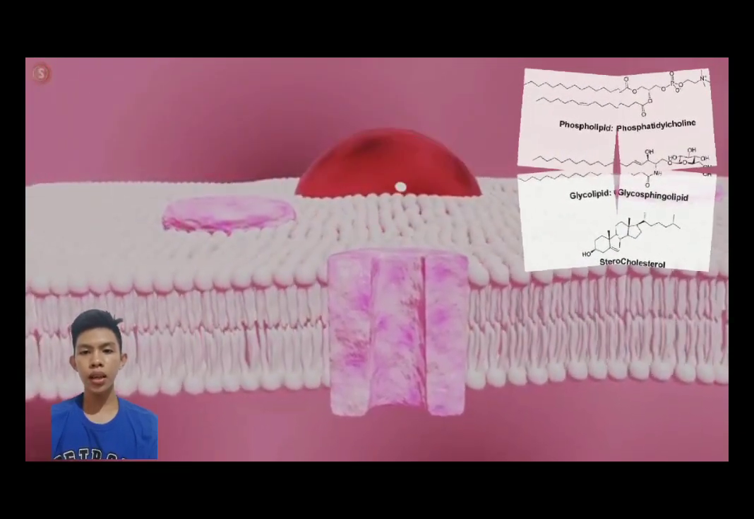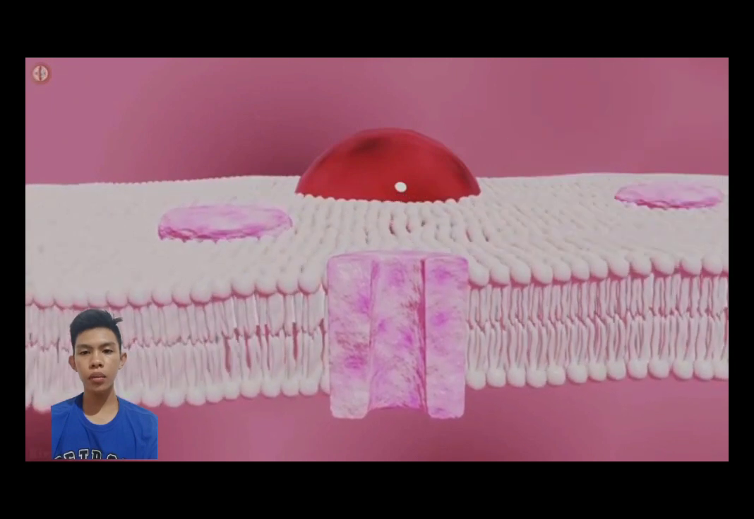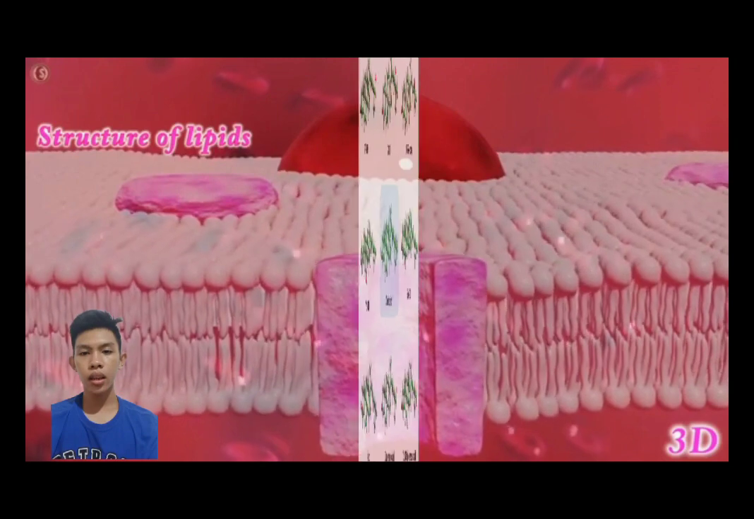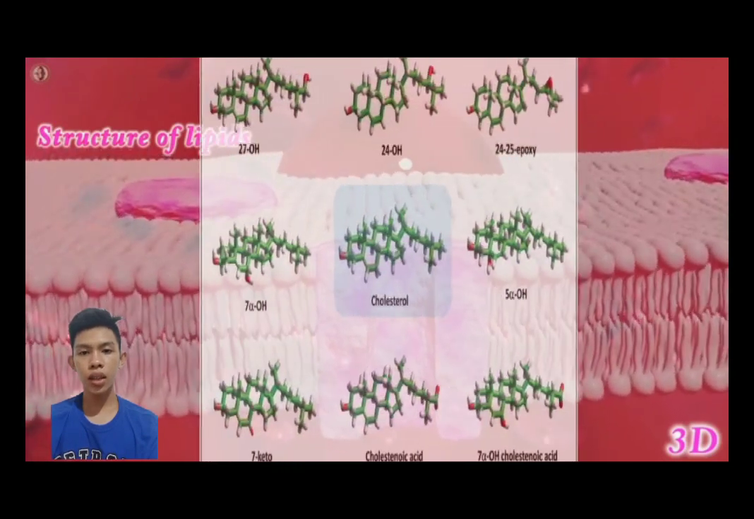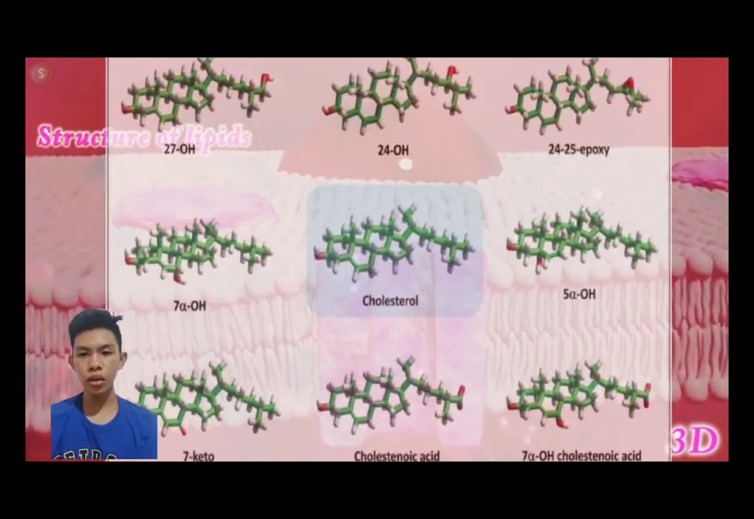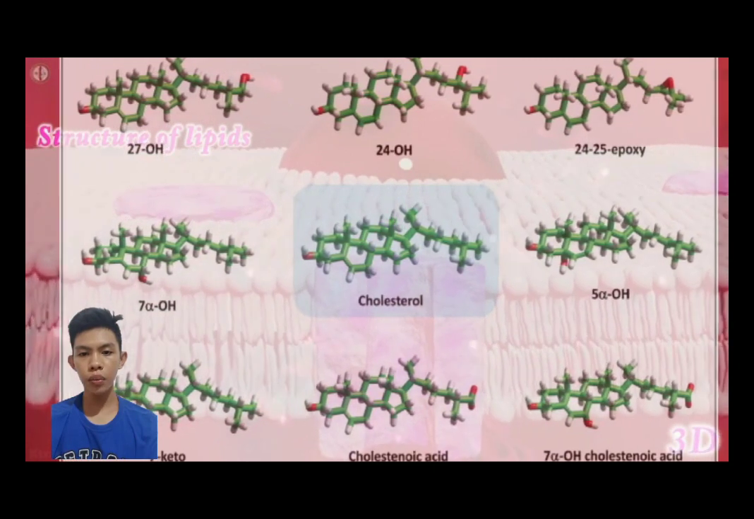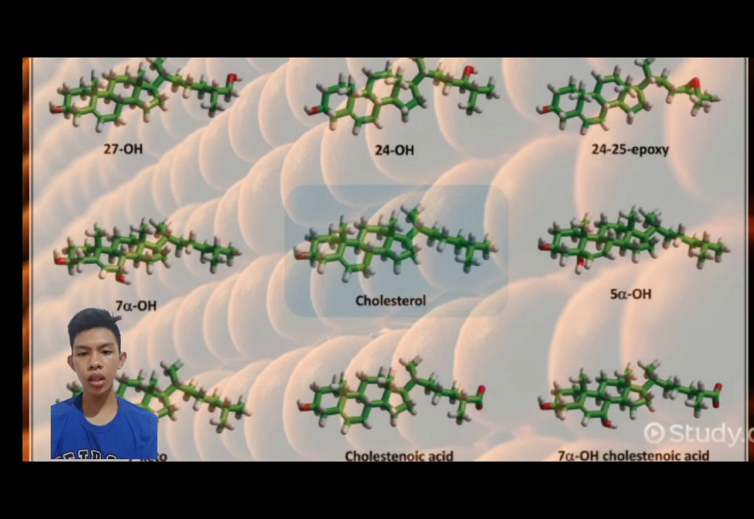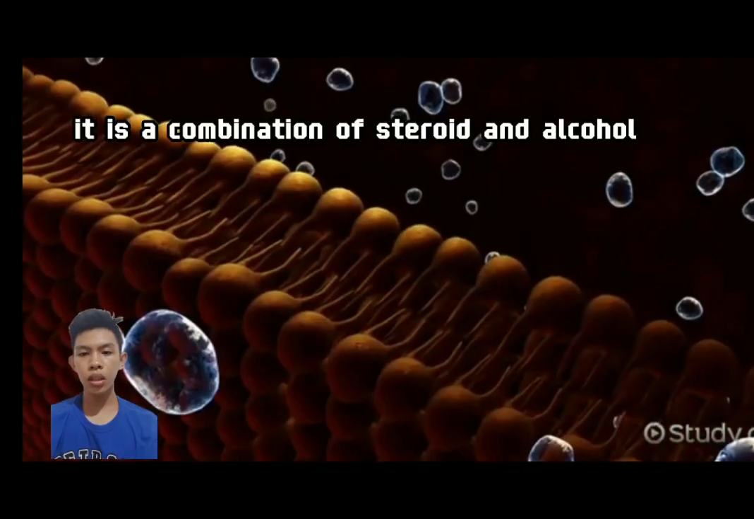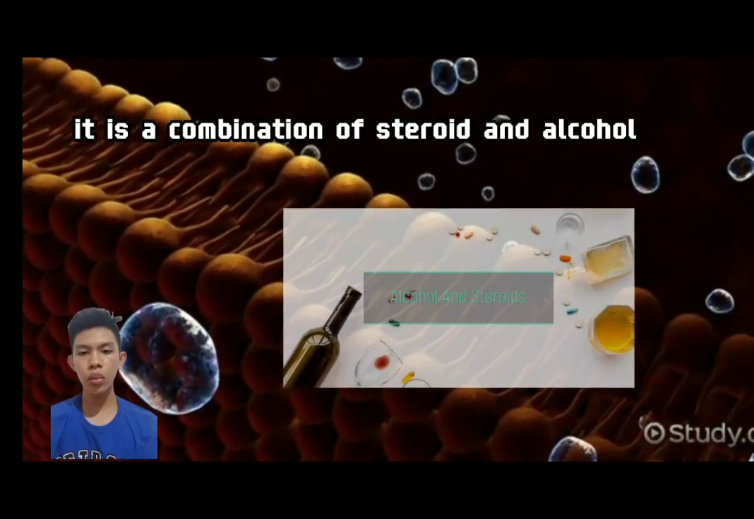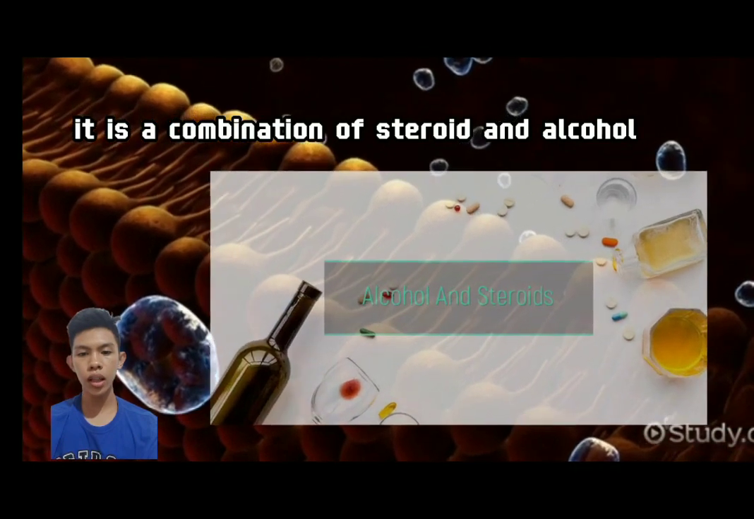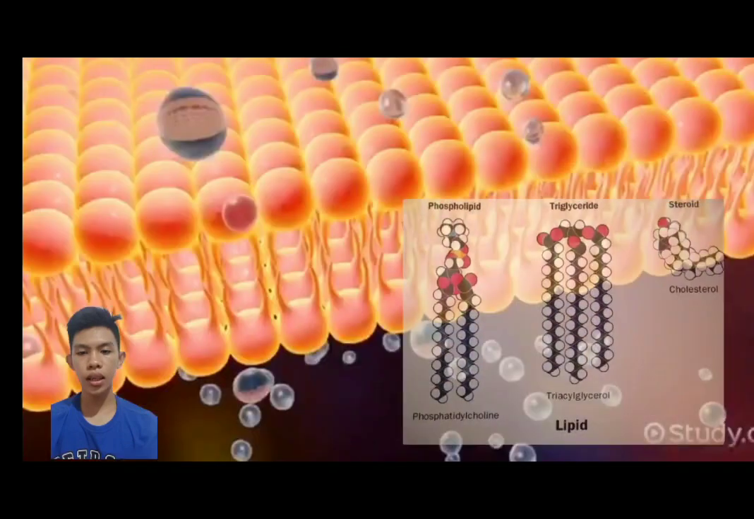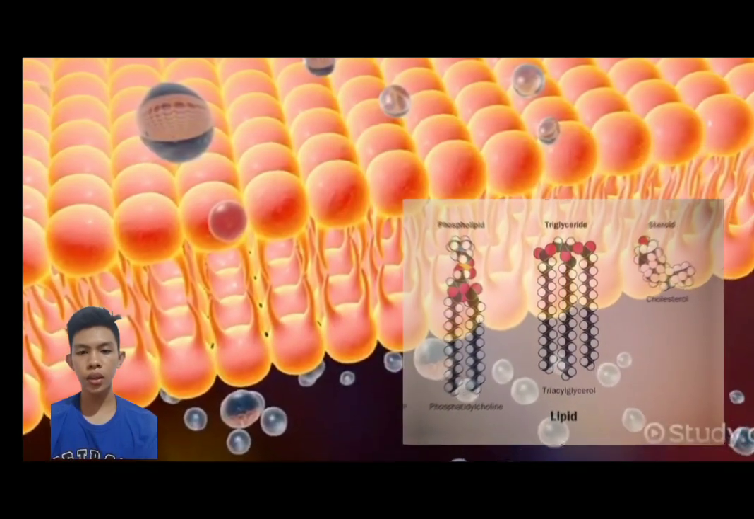Membrane lipids are a class of chemicals that make up the double layer surface of all cells, and are structurally similar to fats. Cholesterol is an important lipid found in the cell membrane. It is a sterol, which means cholesterol is a combination of steroid and alcohol. In the human body, cholesterol is synthesized in the liver.